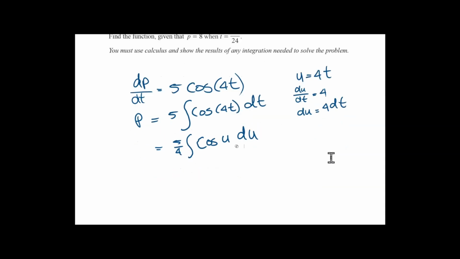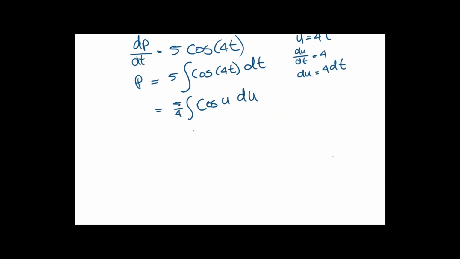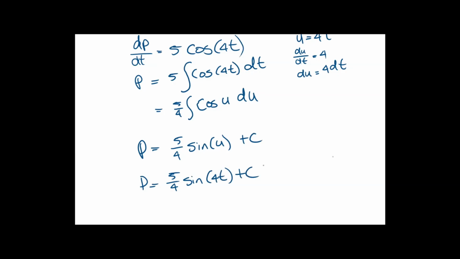When we integrate cos of u, we get sine of u. So it's going to be 5 over 4 sine u plus c. We didn't start with u, we started with 4t, so P is going to be 5 over 4 sine of 4t plus some constant.